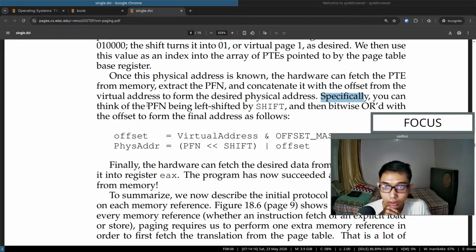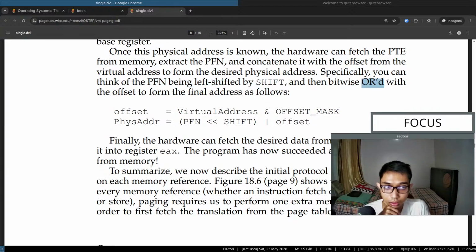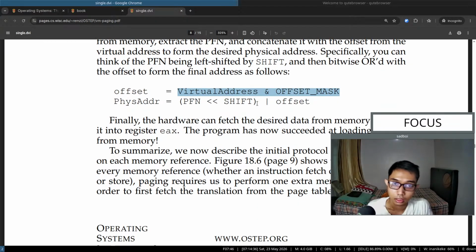Specifically, you can think of the page frame number being left shifted by the shift and then bitwise ORed with the offset to form the final address, as follows. Okay, the address. Left shift and then OR.